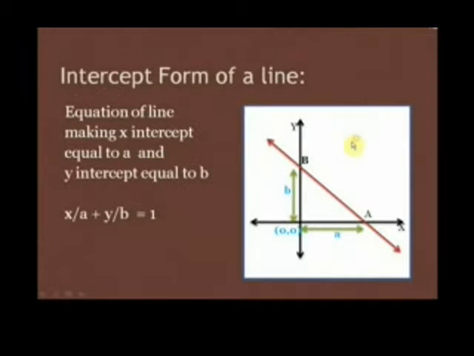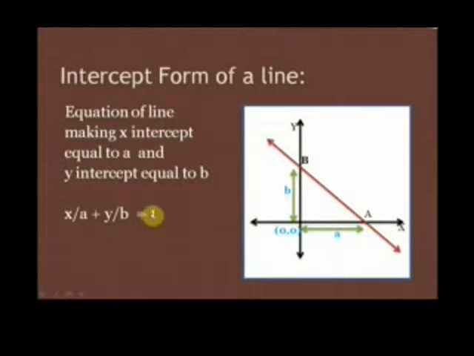The next is the intercept form of a line. Now we are going to find the equation of a line making x-intercept equal to a and y-intercept equal to b. That is, this is the coordinate axis. If this is the line and it makes an intercept of a units on the x-axis, and similarly it makes an intercept of b units on the y-axis, then the equation of the line becomes x by a plus y by b is equal to 1.